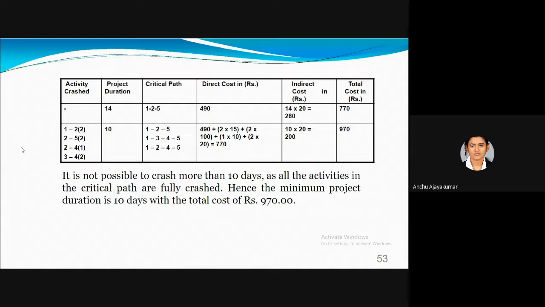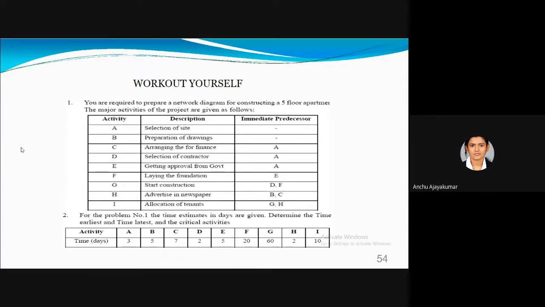And one more thing, it is not possible to crash more than 10 days, as all the activities are in the critical path if you are crashing up to 10 days. Hence, the minimum project duration is 10 days with an expenditure of 970 rupees. This is your interpretation from this crashing.